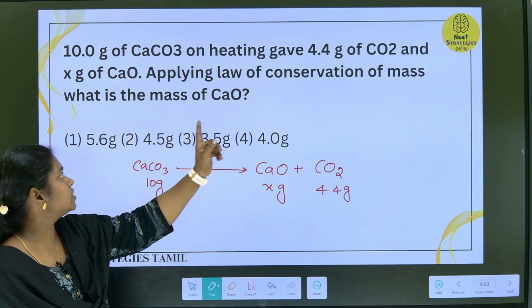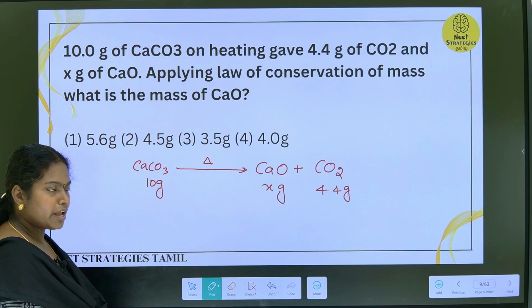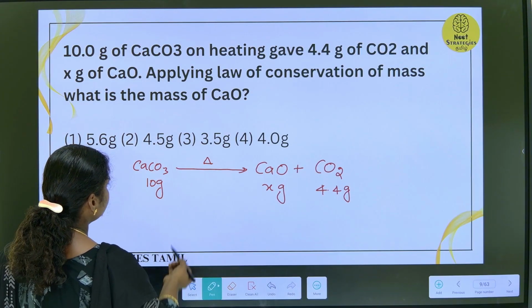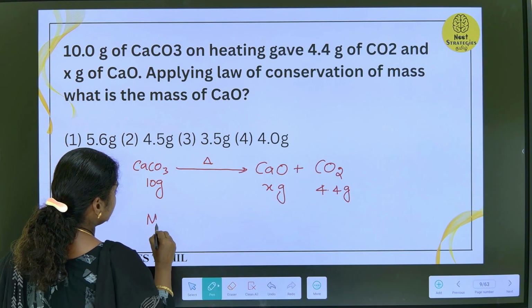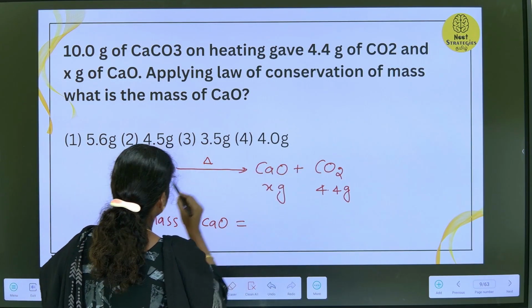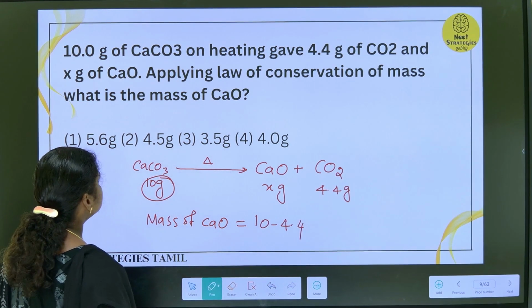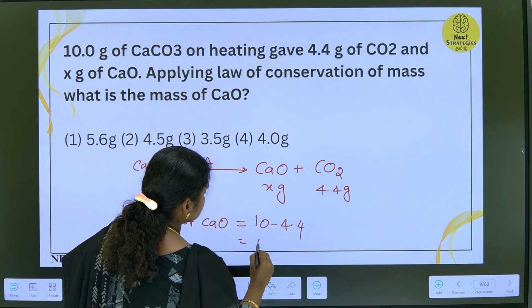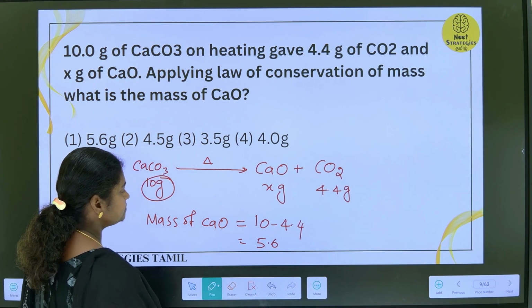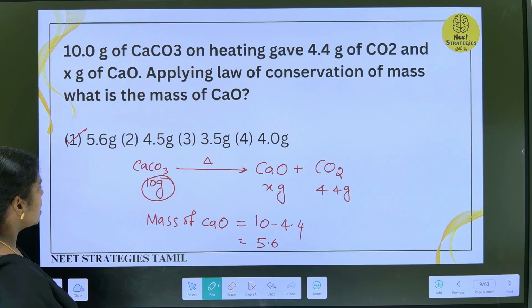Applying the law of conservation of mass, what is the mass of calcium oxide? We use the same methodology as usual. The mass of calcium oxide is equal to the total mass, which is 10, minus 4.4. So 10 minus 4.4 is 5.6. That will be the answer. Option 1 is the correct answer: the mass of calcium oxide is 5.6 gram.